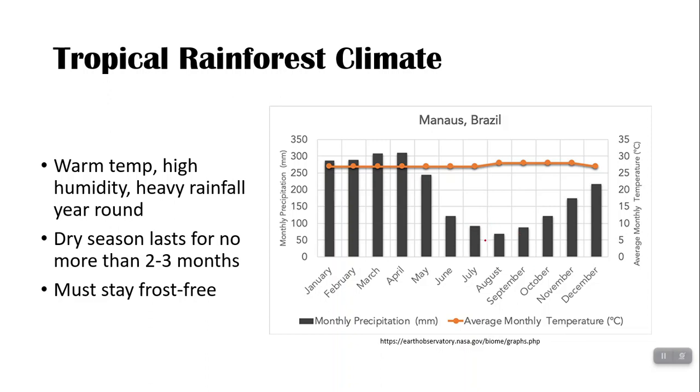Other rainforest areas, this is in Brazil, but in other rainforests you might see that the precipitation is pretty much year-round very heavy. Also notice, since it's tropical, the average monthly temperature is pretty high. That's going to be probably close to 80s to 90s. And to be a tropical rainforest, it's basically an area that doesn't really freeze very much.